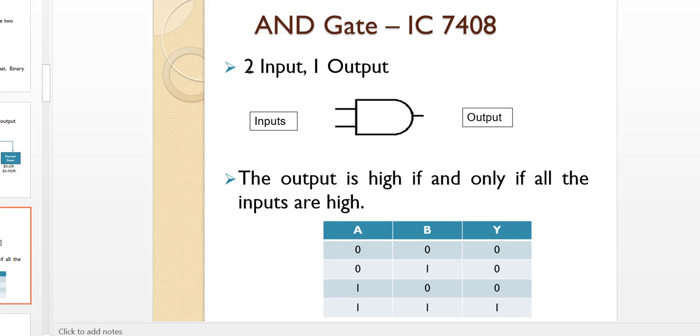So for 2 inputs and 1 output, our gate can be shown with this symbol. This is the symbol for the gate. Please see the symbol. We have the 2 inputs: this is the first input, this is the second input.